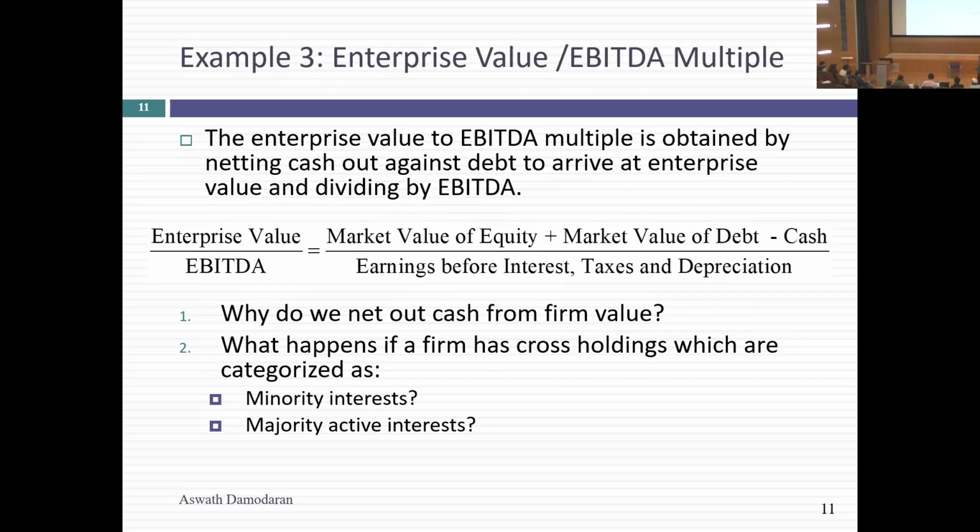Let's move on to EV to EBITDA. Numerator is market value of equity plus debt minus cash. Denominator is EBITDA. I have a question that I ask analysts who use EV to EBITDA all the time. I ask them this question. Most of them are not able to give me the right answer, but I think you can. Here's my question. Why do we net cash out of the numerator? Why do we use net debt instead of gross debt when we compute EV to EBITDA?